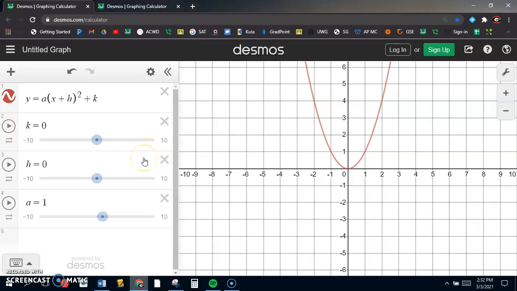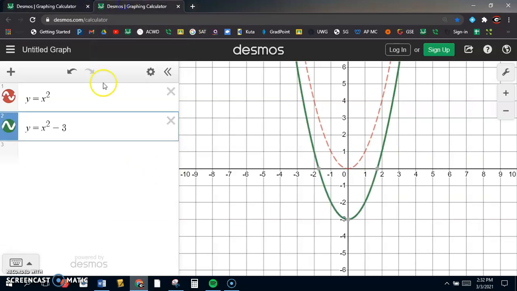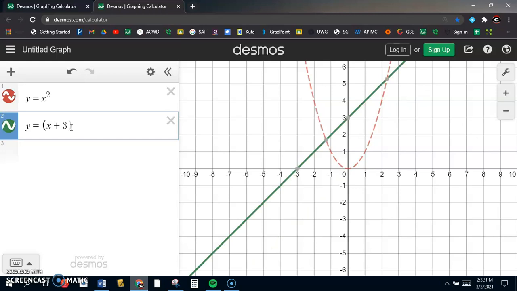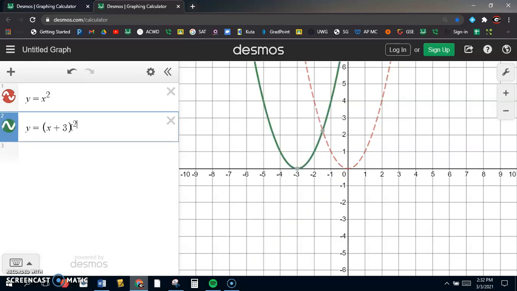All right, let's now go to our other graph and ask the question, what happens if I add or subtract on the inside? Well, first let's add on the inside. So I'm going to put a parenthesis, x plus 3 raised to the second power. And notice that if I add on the inside, it appears to be twin graphs, except the green is now to the left of the red. And that may be a little surprising. Adding here actually goes left.